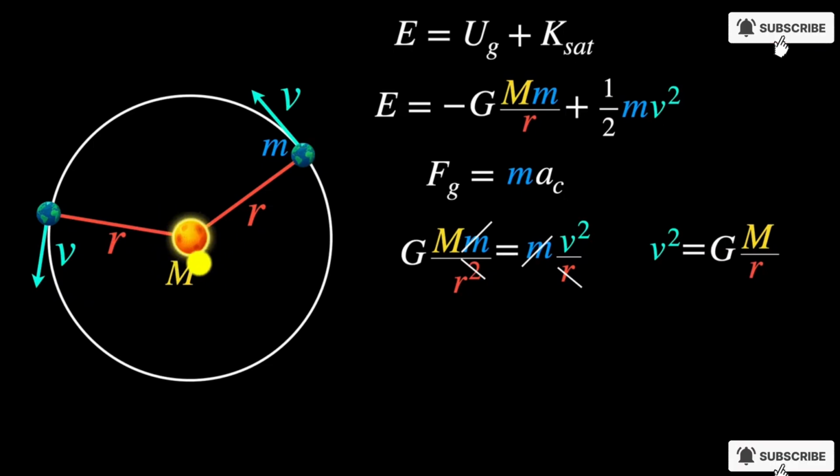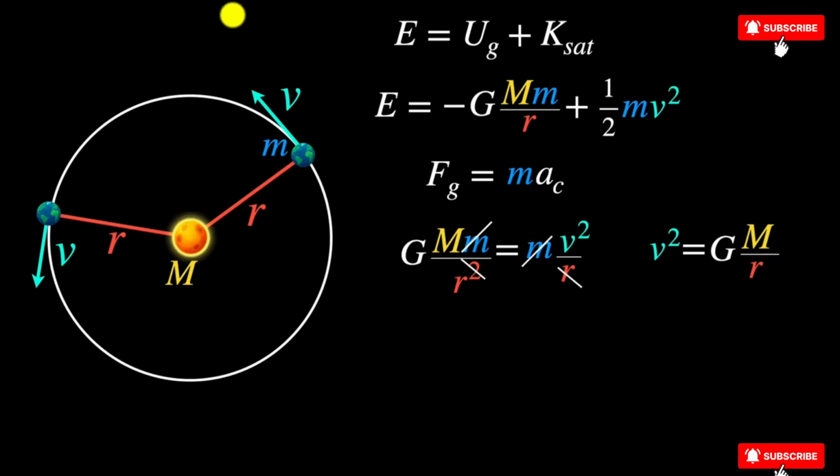Again, that makes intuitive sense. If this was more massive, then you would need a higher speed to maintain your circular orbit. And notice how it's inversely related to the distance, which means the farther you go, the lower is the orbital speed to maintain a circular orbit.